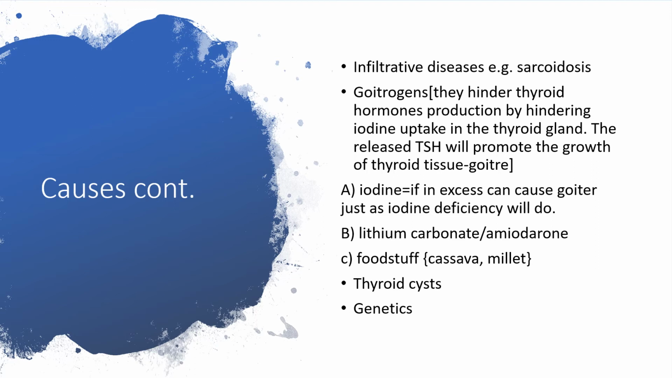Iodine, if in excess, can cause goiter, just as iodine deficiency will also do. Lithium carbonate or amiodarone can cause goiter. Foods like cassava or millet can cause goiter. Thyroid cyst or genetic constitution can also be causes.